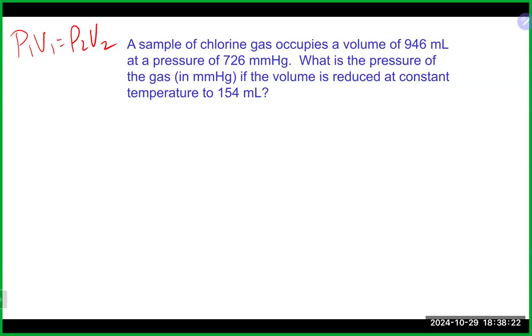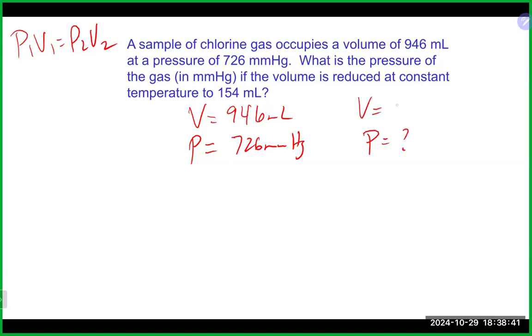A really good way to work gas law problems is really just to pull out the information and label what they are. So clearly here I have a volume that's 946 milliliters. It goes with a pressure of 726 millimeters of mercury. We are looking for a pressure, and we have another volume that's 154 milliliters. So again, just kind of labeling it, you could see Boyle's Law appearing. Doesn't matter which ones you call ones and twos, as long as you keep the numbers that go together.